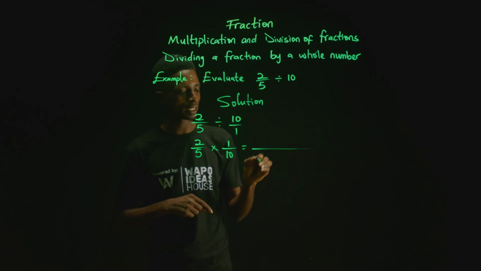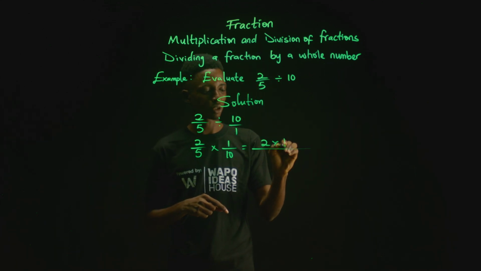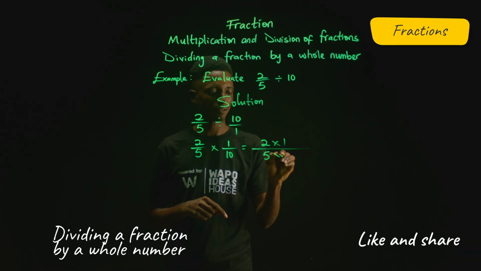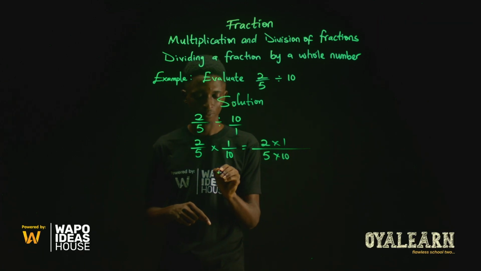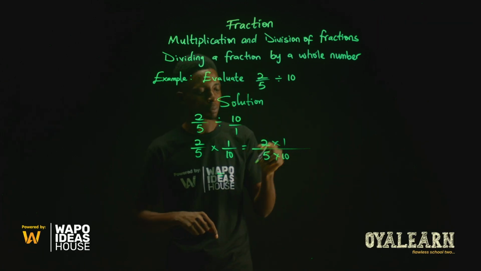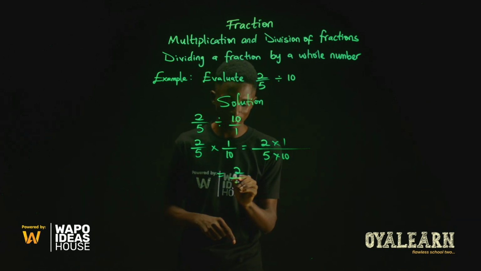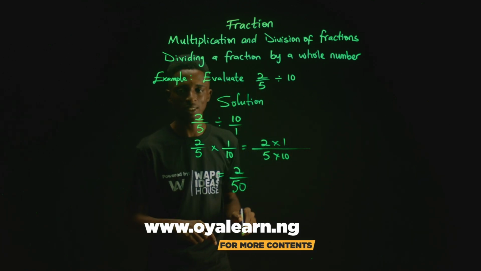Now we multiply the numerator, so we'll have 2 times 1. And then we multiply the denominators. We have 5 times 10. Now 2 multiplied by 1 will give us 2, and 5 multiplied by 10 will give us 50.